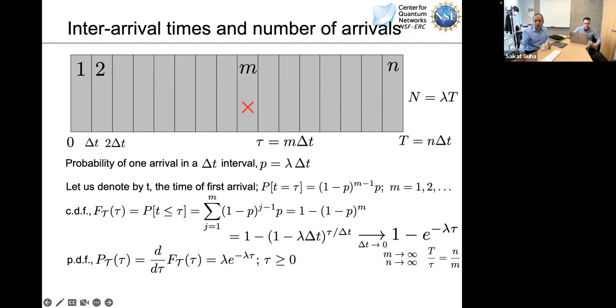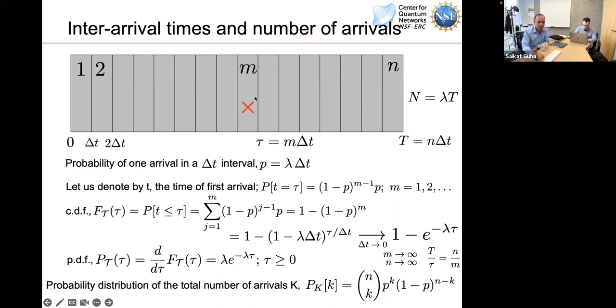Okay, and when I take delta t going to 0, what's really happening is that n and m are both going to infinity, while the ratio t over tau stays constant. So n and m were just dummy variables I used to discretize this to get to an answer. It was just a means to an end, so there is no real discretization of time.